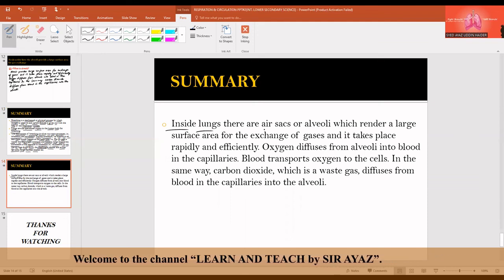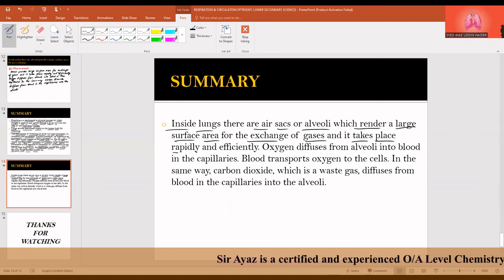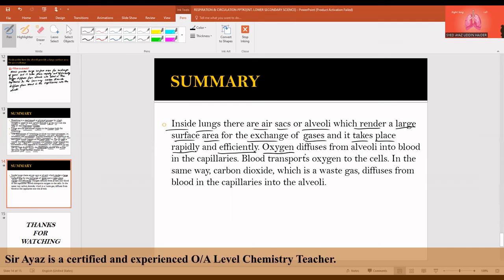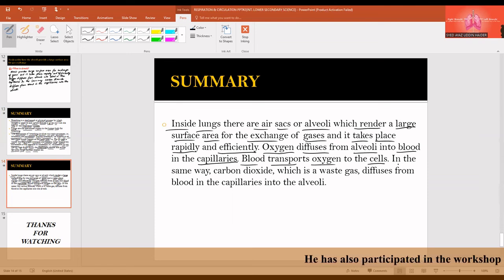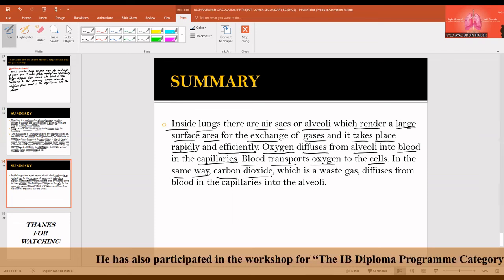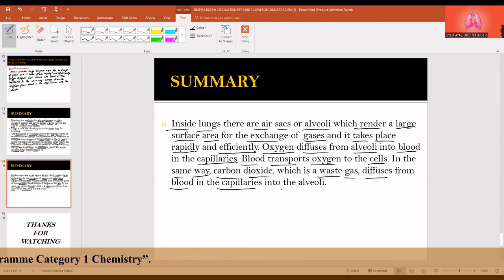Inside lungs, there are air sacs or alveoli, which render a large surface area for the exchange of gases, and it takes place rapidly and efficiently. Oxygen diffuses from alveoli into blood in the capillaries. Blood transports oxygen to the cells. In the same way, carbon dioxide, which is a waste gas, diffuses from blood in the capillaries into the alveoli.